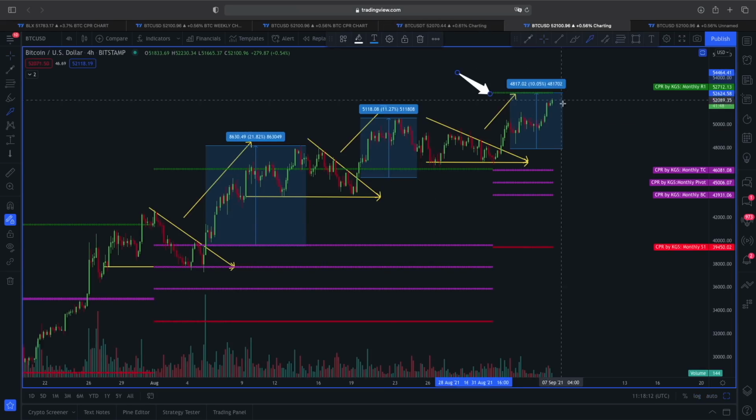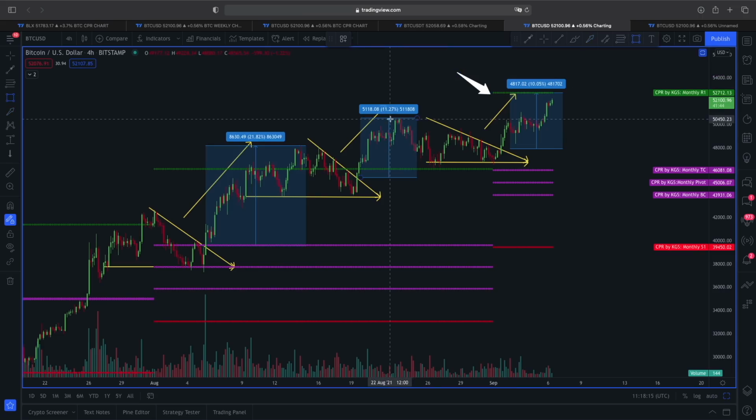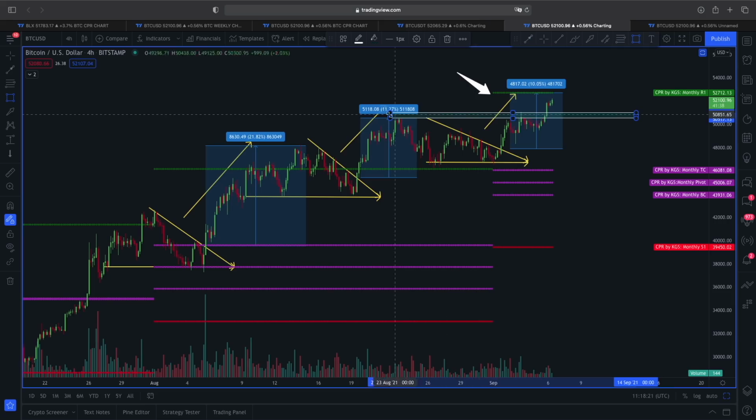Even if we do see a pullback, guys, we are aware that around this price range, around 50,000, 50,500, we do have a strong line of support for Bitcoin. So even if we see a pullback, this could be a retest of this previous temporary resistance line, and price could still continue this rally in the upper direction.